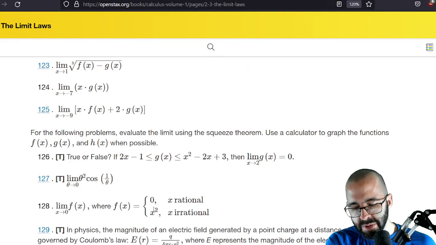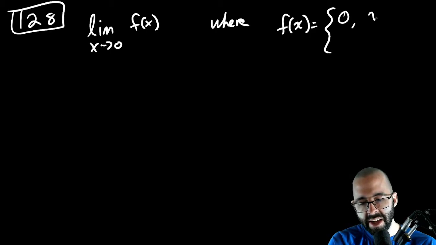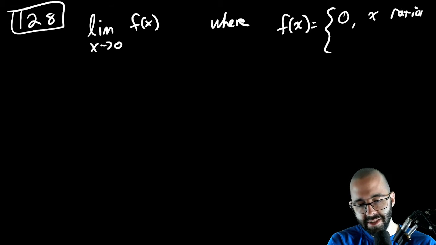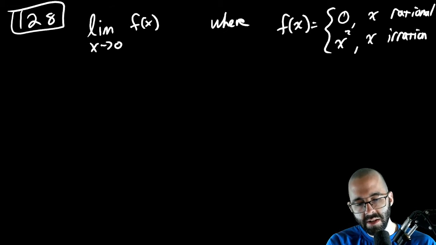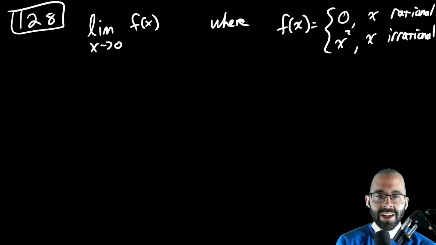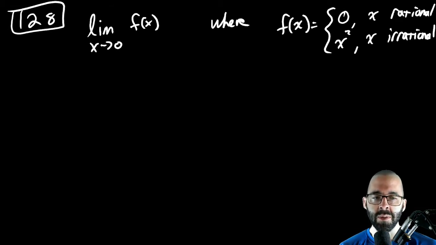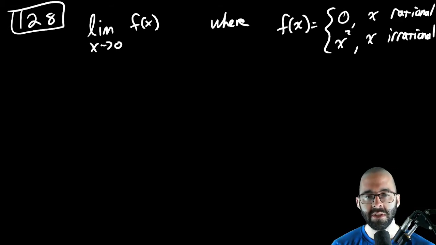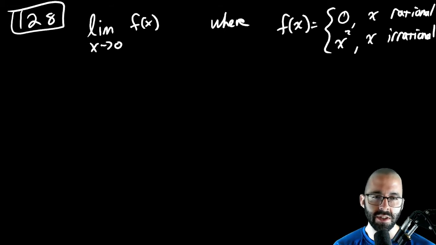It's either equal to 0 or x squared. It's equal to 0 if x is rational, and x squared if x is irrational. So this is a bit strange. Remember rational and irrational numbers. Rational numbers are numbers that can be written as fractions, usually numbers with repeating patterns, although that's not a precise definition. Irrational numbers are numbers like pi, numbers like e.